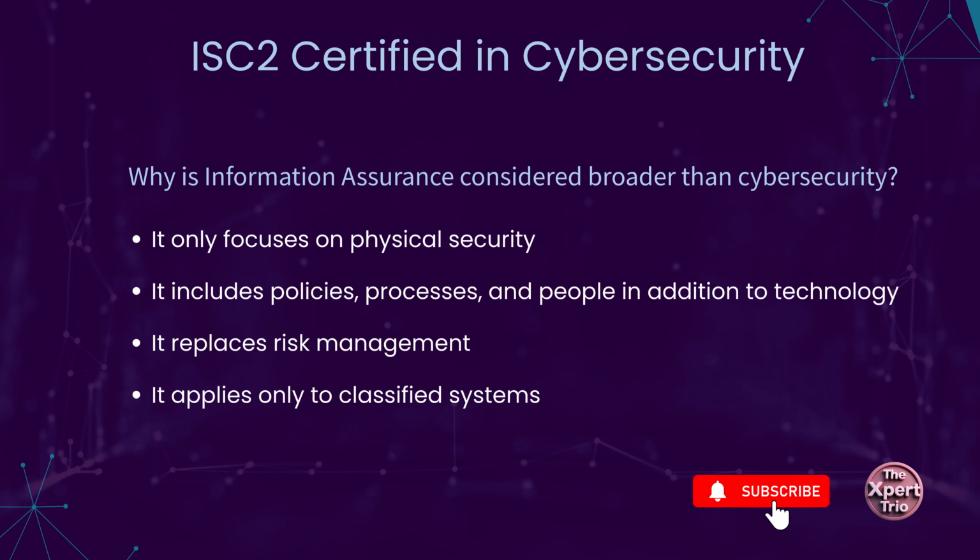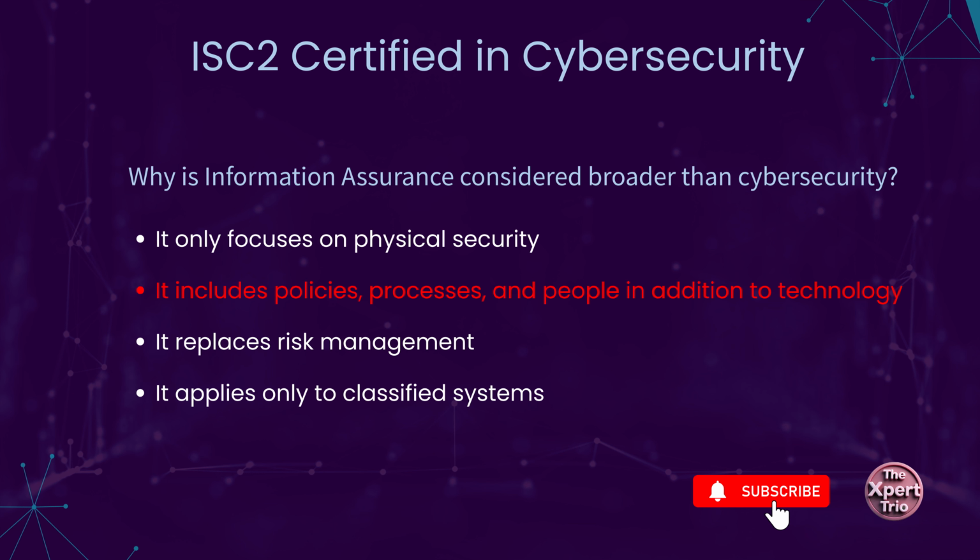It applies only to classified systems. When we check the given options, information assurance is not limited to physical security, does not replace risk management, and is not restricted to classified systems. Information assurance is considered broader than cybersecurity because it covers policies, processes, and people, along with technical controls, to ensure information remains trustworthy and reliable. Answer: it includes policies, processes, and people in addition to technology.